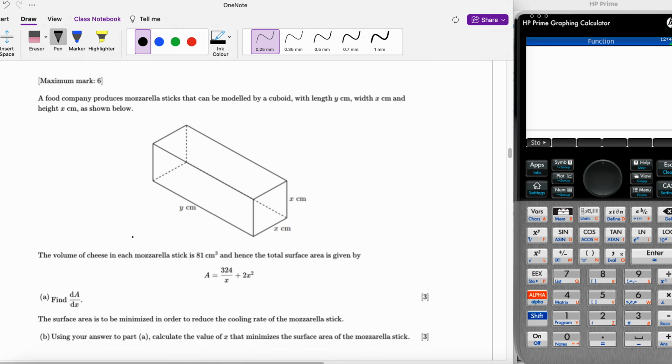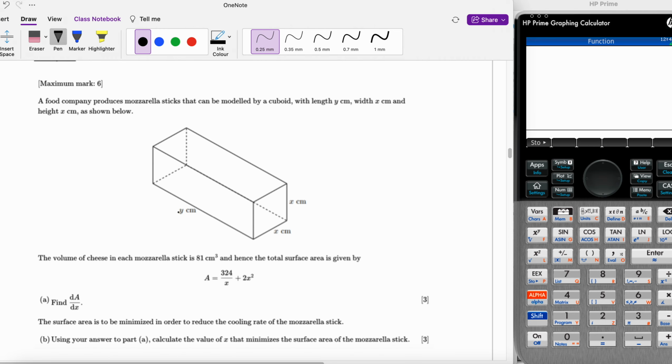Okay, so let's look at the first problem. The food company produces mozzarella sticks, and it can be modeled by this, and this should actually be changed. The volume of this is 81, so show that. You need to change this in your notes: show that the total surface area is given by this equation.